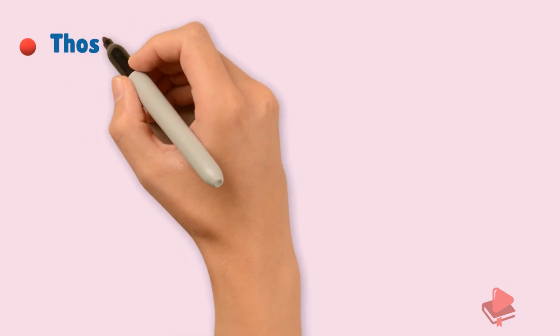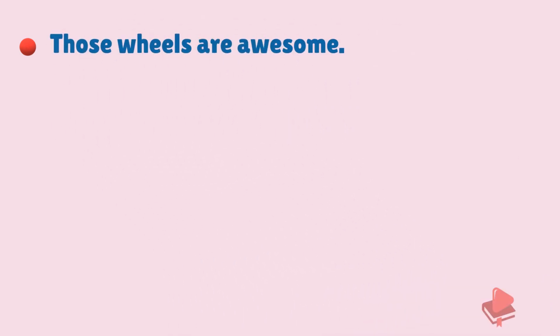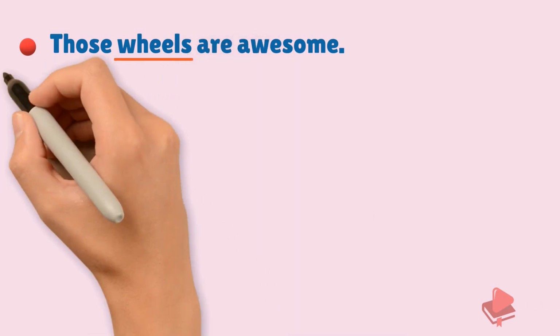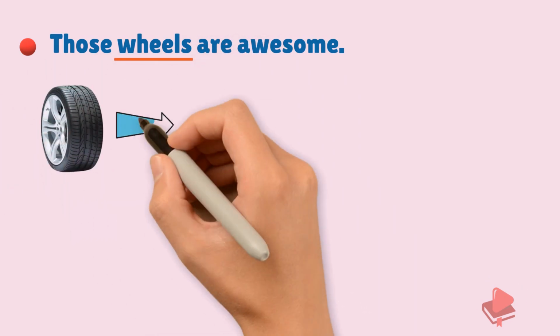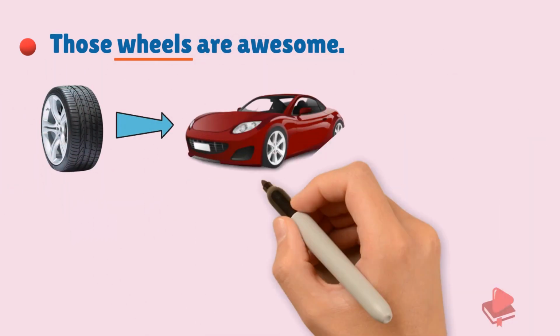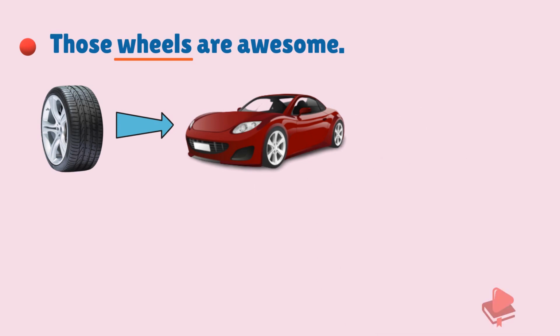Let us see one more example. Those wheels are awesome. Here, wheel represents the car. Wheel is just a part of the car, but it is used as the car itself. So, synecdoche is used here.